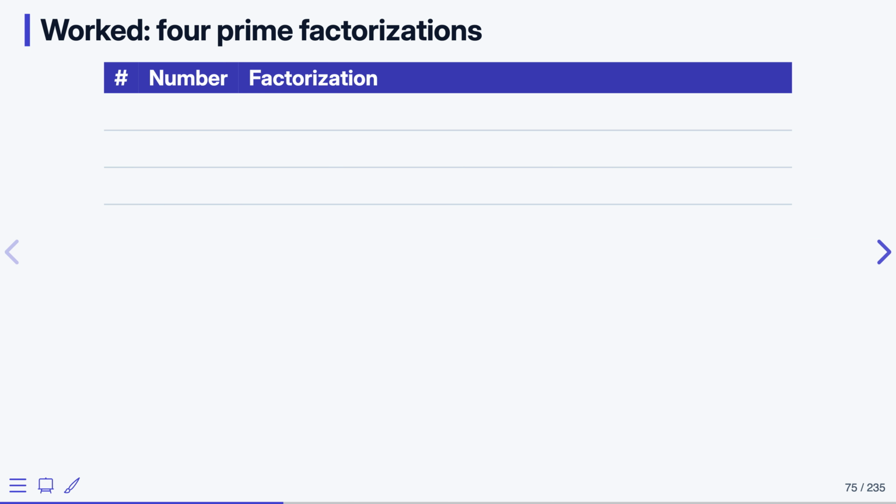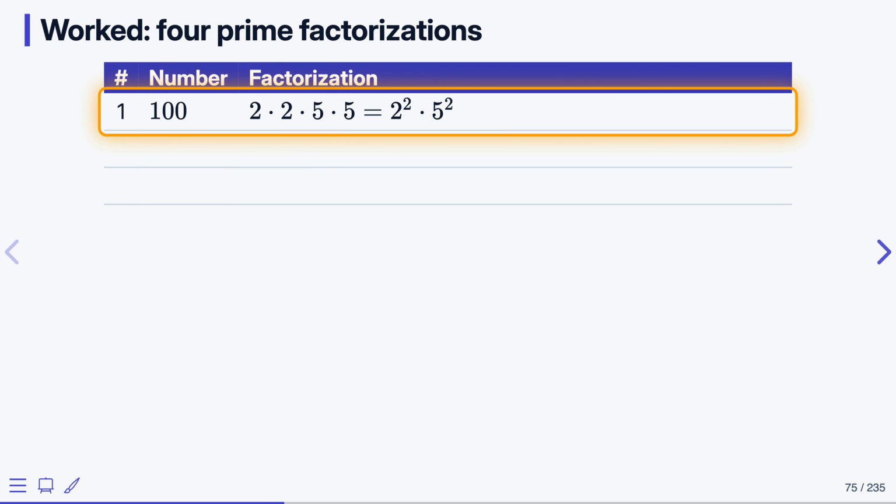Let's see the theorem at work, one number at a time. 100 equals 2 times 2 times 5 times 5. We write that as 2 squared times 5 squared.